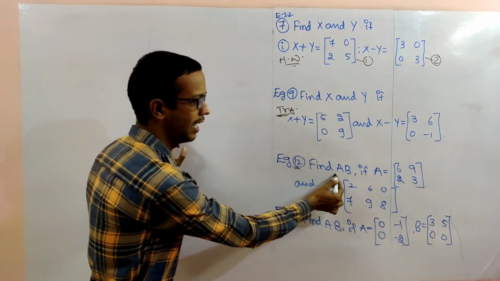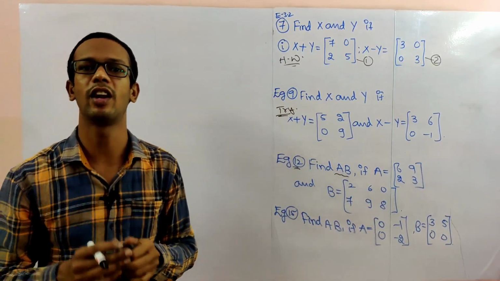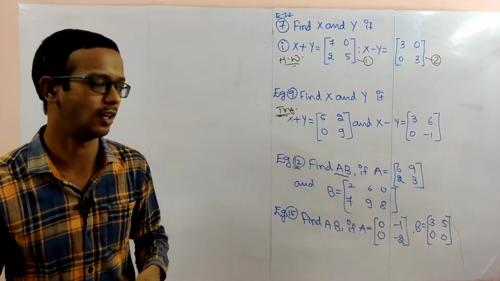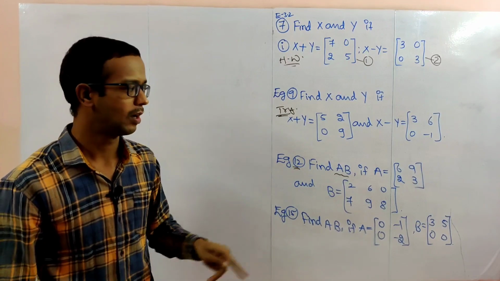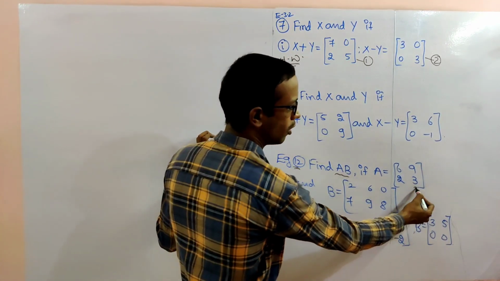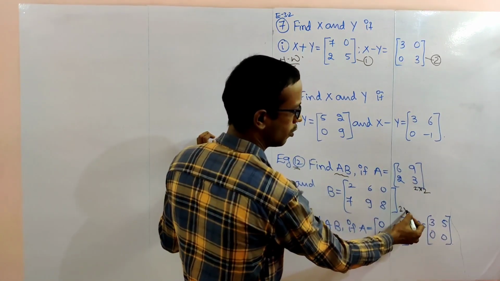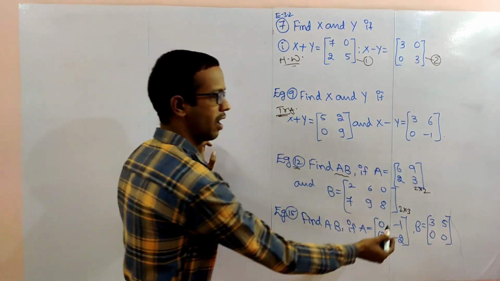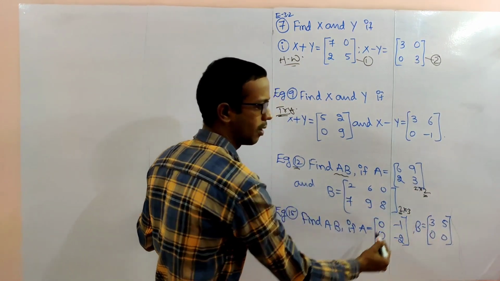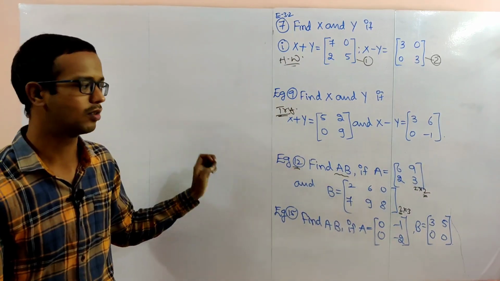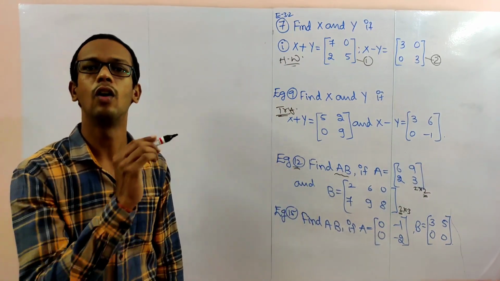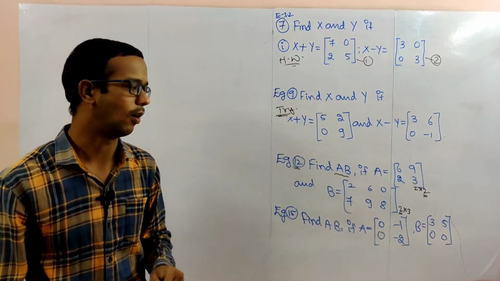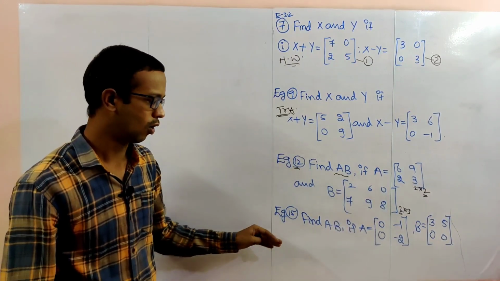Next, example 12. Find AB. Multiplication of two matrices. Already we discussed some problems in previous classes also. Find AB. Matrix A, you observe, is a 2 by 2 matrix. Matrix B is a 2 by 3 matrix, 2 rows, 3 columns. So the number of columns in the first matrix is equal to the number of rows in the second matrix, so we can make the multiplication. Row by column method you have to solve. Answer you can see in notes.